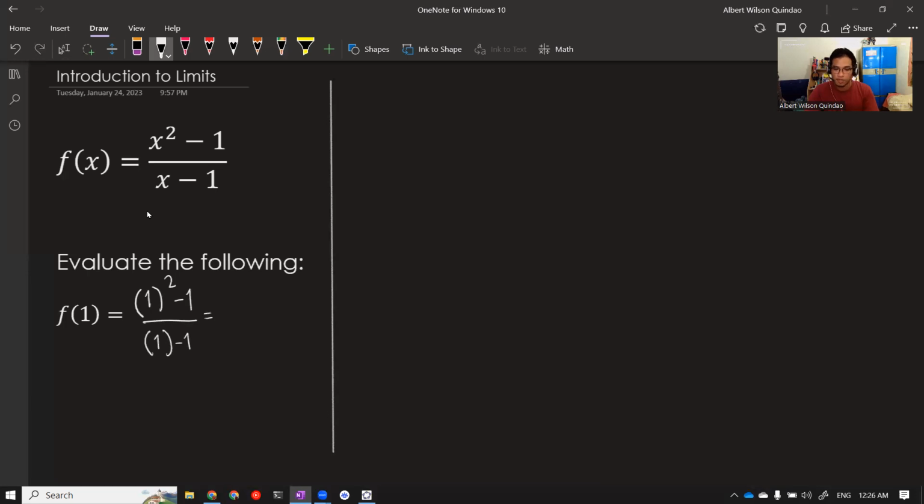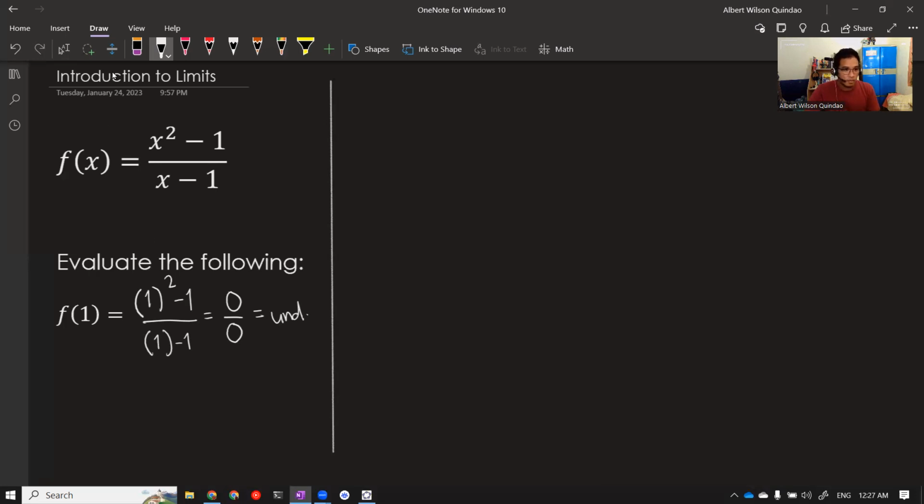And in the numerator, we will get 1 squared, so that's 1, minus 1, so that is equal to 0. While on the denominator, we will get 1 minus 1, which is 0. And as we can see, we are dividing by 0. So that is undefined. So we cannot really divide any number by 0. So f of 1 is undefined.